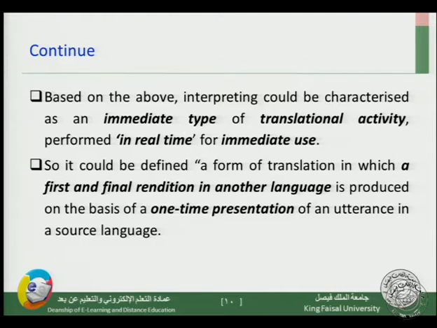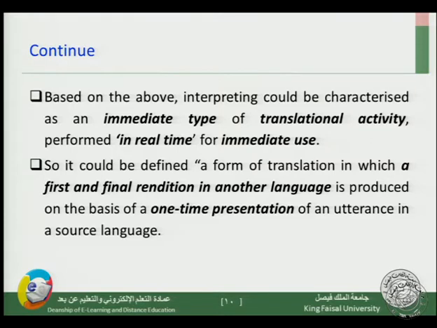You don't ask interpreting. You say to me, please interpret what he is saying and come and bring it to me in my office. No, you cannot say that. You can't say, okay, I'm going to interpret this to the other person. He is in the second room. Okay, tomorrow I'll give you what. No. Interpreting is here and now. It's immediate, and I want to know the interpretation now, the translation now. So this is what we mean by immediate type of translation activity performed in real time for immediate use.